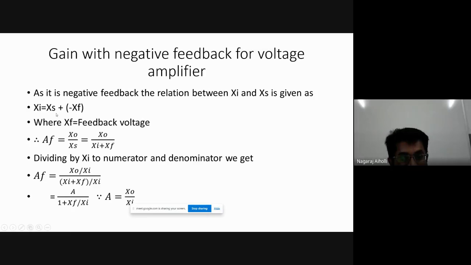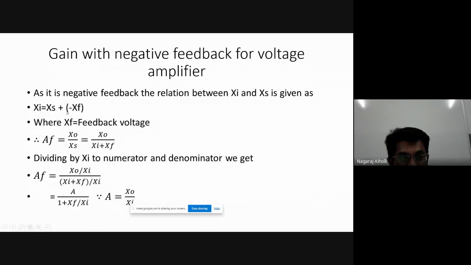Just now I showed you the basic block diagram of the negative feedback voltage amplifier. Xi is equal to Xs plus minus Xf. This Xf is minus because it is phase opposite with respect to Xs. So these two are added in the mixer network, where Xf is the feedback voltage. Now the gain of the amplifier with feedback is X naught by Xs. What is Xs, students?